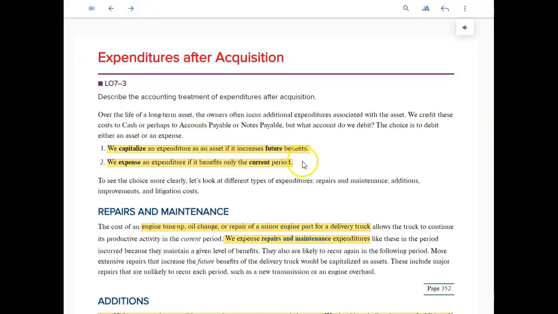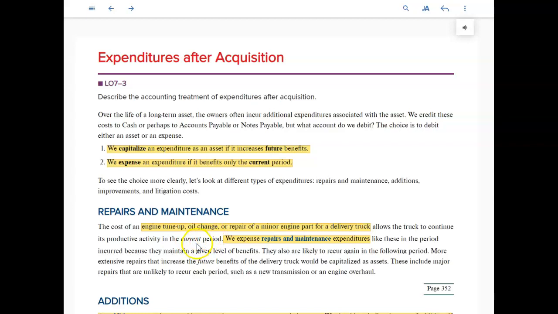Next page. Expenditures after acquisition. Now, once you buy an asset, you might have costs that you incur that you need to add to the asset account. That's what we say capitalize an expenditure. We add it to the asset account it relates to. You will do that if it increases future benefits. We expense an expenditure related to an asset if it generally only benefits the current period. Okay, so what do we mean by this?